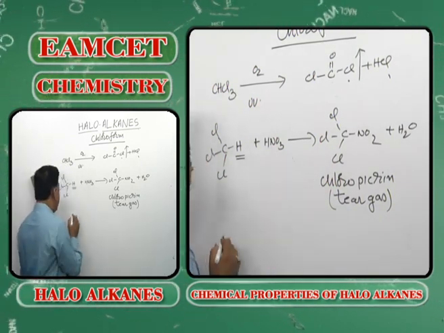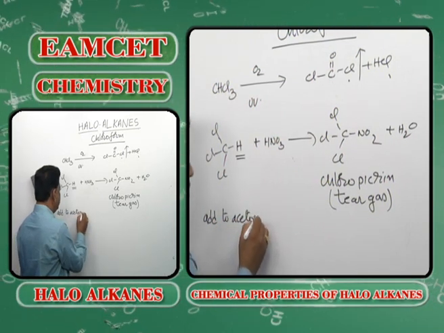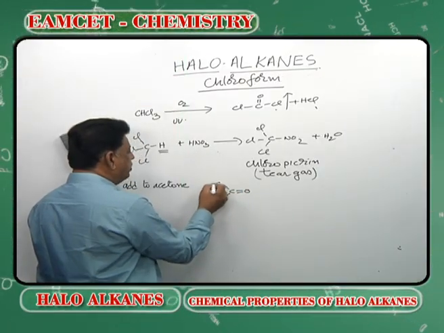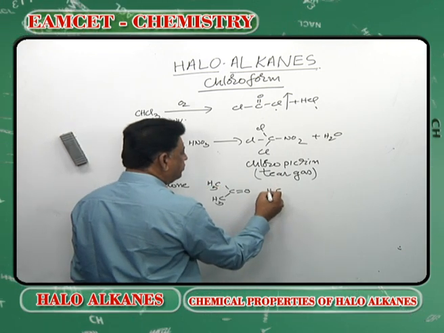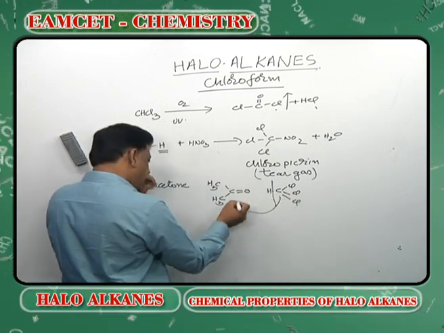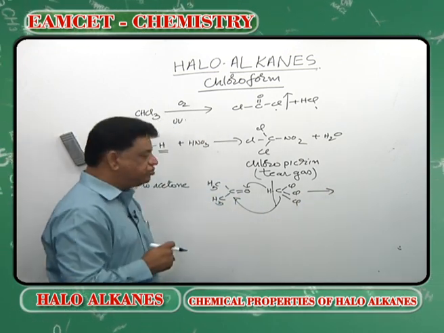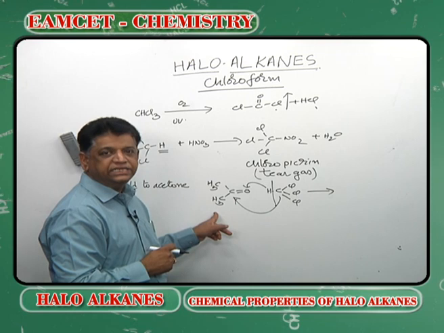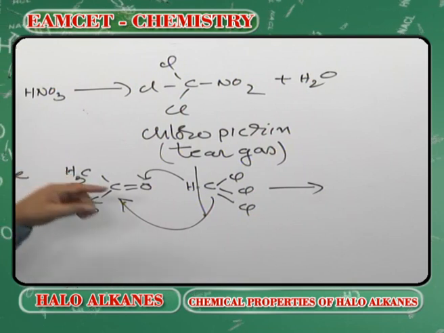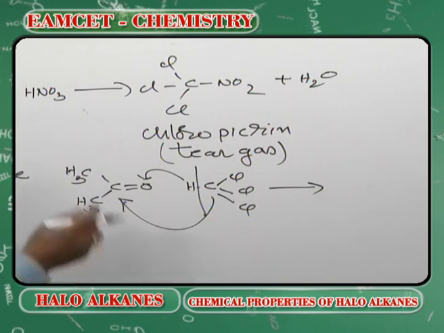Chloroform adds to acetone. Acetone is a very common compound which has a C=O and CH3. When you add chloroform, the CCl3, this trichloromethyl group, is added to the carbon and the H is added to the O. So an addition reaction takes place. With reference to the carbonyl compound, it is a nucleophilic addition. With reference to chloroform, it is not an addition.